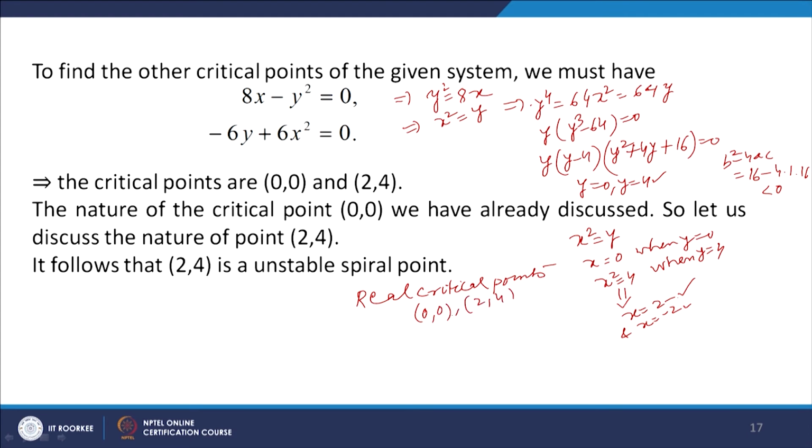Now, the nature of the critical point (0, 0) we have already found. So, let us see the nature of the other real critical point (2, 4). So, we have x equal to 2, y equal to 4. Let us translate this point (2, 4) to (0, 0) by putting xi equal to x minus 2 and eta equal to y minus 4. This x equal to 2, y equal to 4 will go to the xi-eta plane at the point (0, 0).